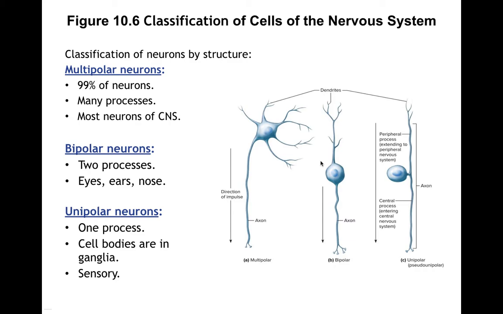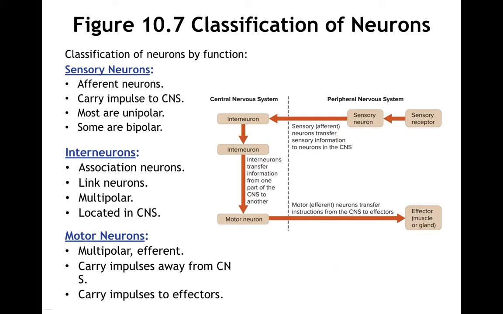Their cell bodies are in structures called ganglia. They have an axon-like connection and a dendrite-like connection. And they are important for sensory information.